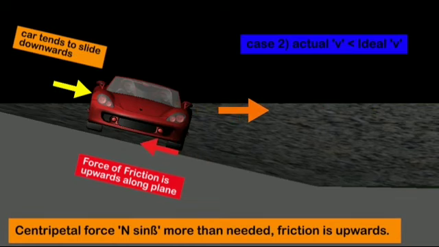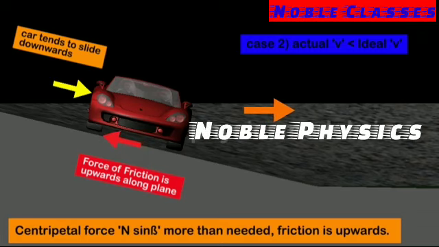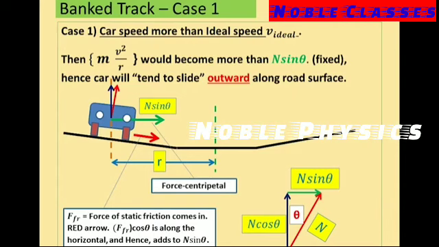Now if the velocity of the car is slightly less than the ideal velocity v, then the car will tend to fall inwards toward the center of the track, and therefore the friction force will act opposite the tendency of motion, and you can see the friction force going from bottom to the top, the red arrow. Therefore we must be clear about this friction force direction.